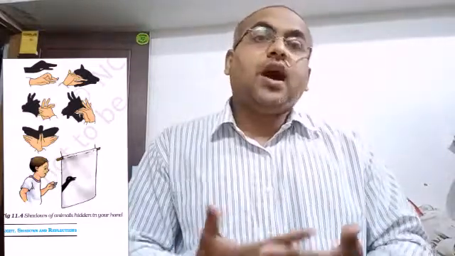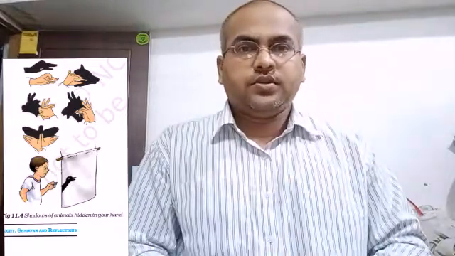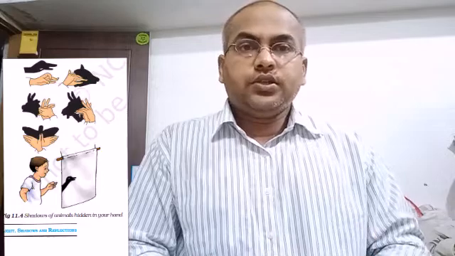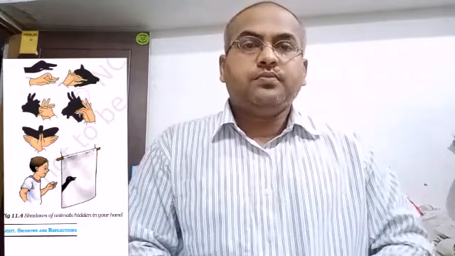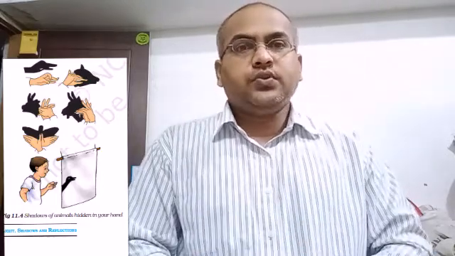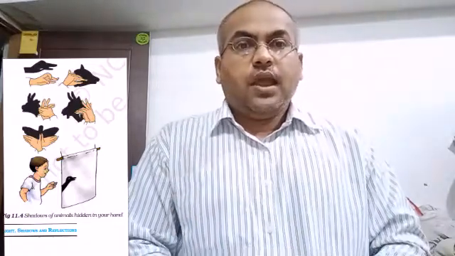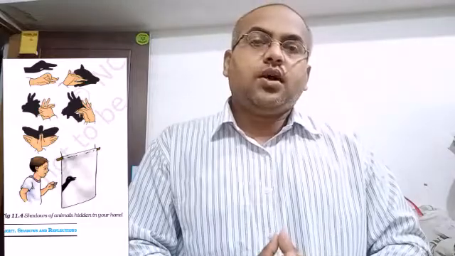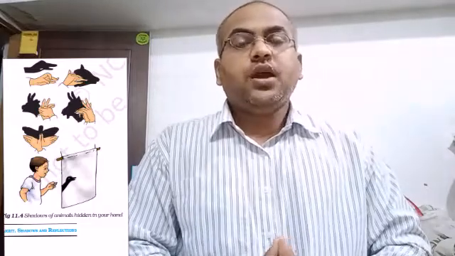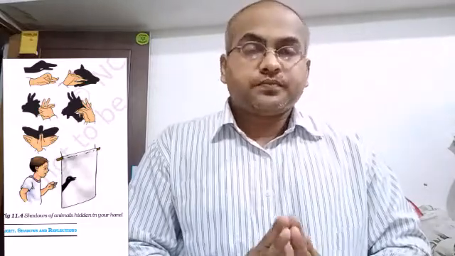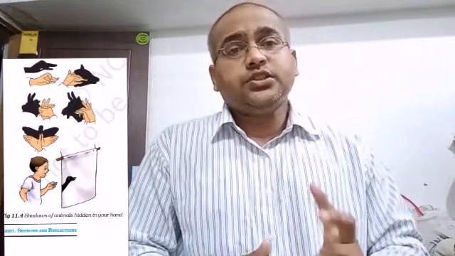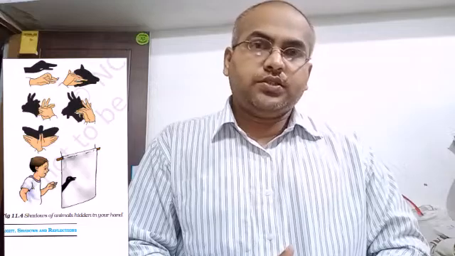Now comes the next, artificial source of light, like candle, torch, bulb. These are artificial sources of light that are made by man. And as I discussed, on the basis of emission of light, we can differentiate objects in two ways, that is luminous and non-luminous objects.